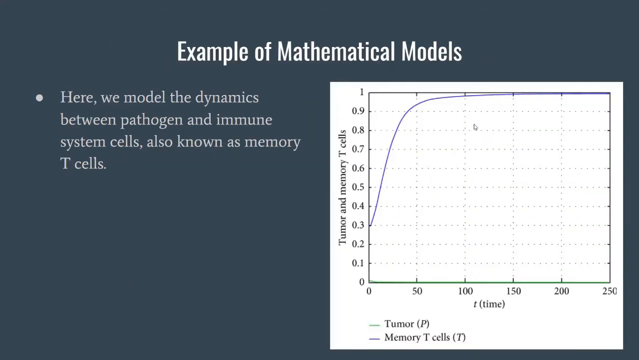Okay, so this part doesn't really mention stability. It's just an example of a mathematical model. Specifically, here we model the dynamics between pathogen and immune system cells, which are also known as memory T cells. Here it's just a graph modeling that using a mathematical model. As you can see, as time increases, the tumor P cells don't really change, but the memory T cells increase until roughly around 50, where they slow down and taper to a constant. So that's just an example of a mathematical model.